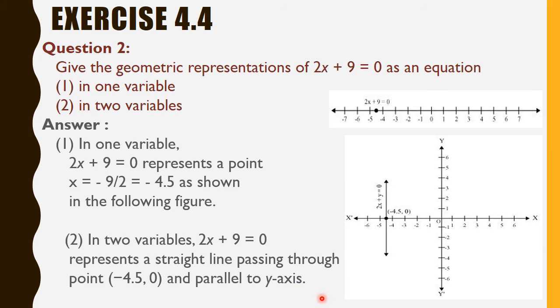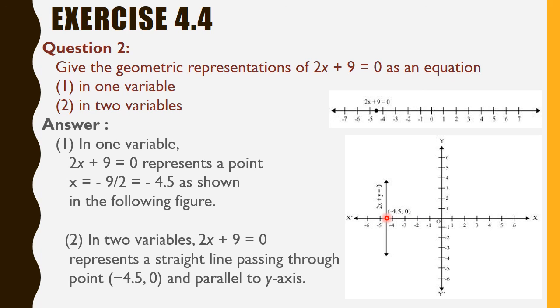The second part is for the equation in two variables. Again, we don't have two variables over here, but if we substitute in terms of y, whatever be the values of y, x will always come out to be -4.5. Therefore, if y equals 0, then x will be equal to -4.5. So we'll plot it right here.